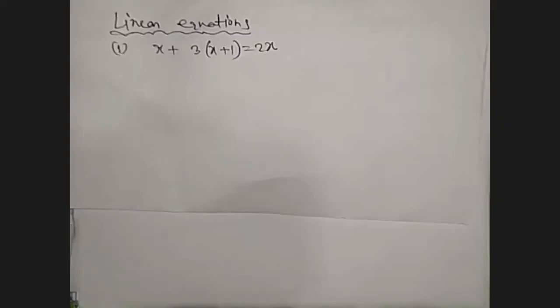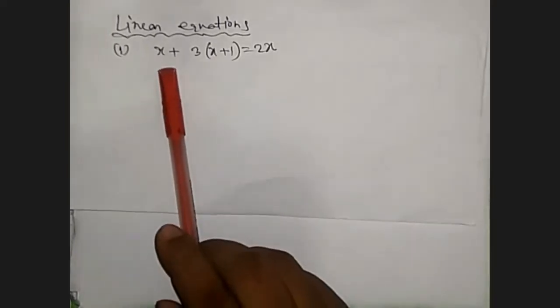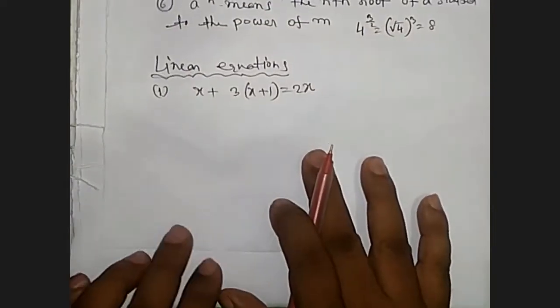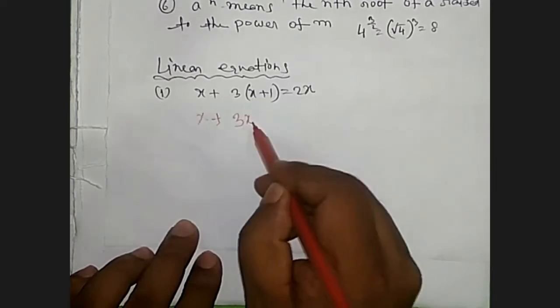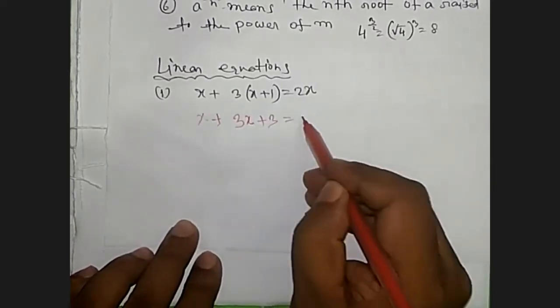Let us see linear equations now. Let's see the ways to solve linear equations. We have done indices, now let us start linear equations. So this is a linear equation. Why is it linear? Since the power of x is always 1. See here, the power of x is 1, the power of x is 1. Just simplify this one.